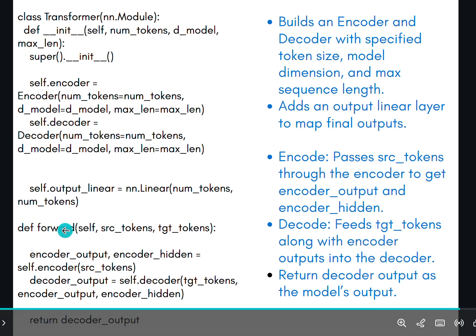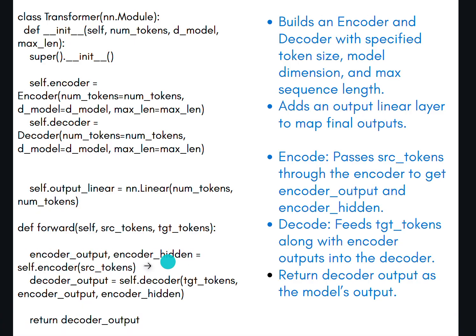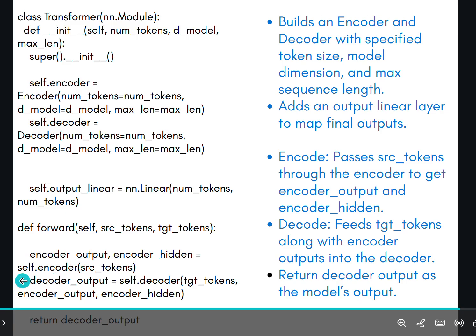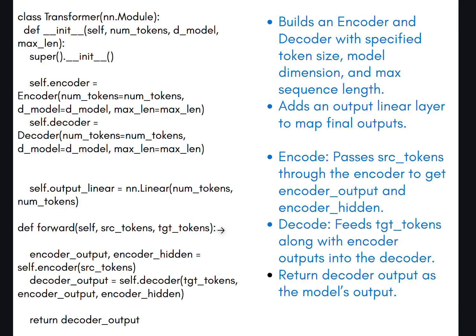So in the forward, let's look at the forward again. The encoder is returning an encoder output and encoder hidden by taking the source tokens. And the decoder takes this encoder output and encoder hidden along with the target tokens. Okay, so that completes our basic transformer model. Bear in mind it's a very simple transformer architecture. In general, you will have multi-head attention, and there are a few more modifications that are actually done in the Attention Is All You Need paper.